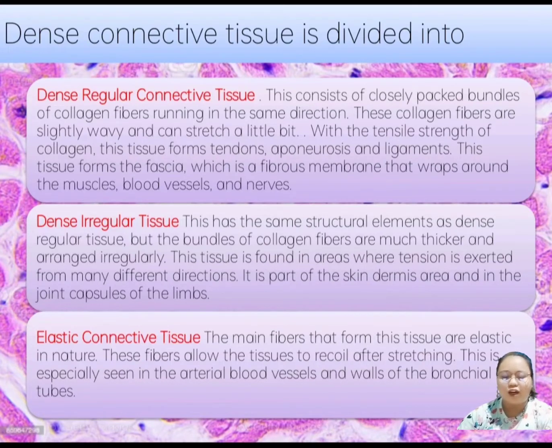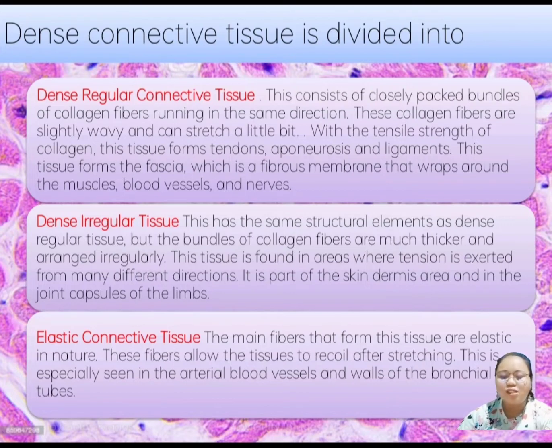the second subclass of connective tissue proper is dense connective tissue. Dense connective tissue is divided also into three. These are dense regular connective tissue, dense irregular connective tissue, and the third one, elastic connective tissue. Dense regular connective tissue consists of closely packed bundles of collagen fibers running in the same direction. These collagen fibers are slightly wavy and can stretch a little bit.